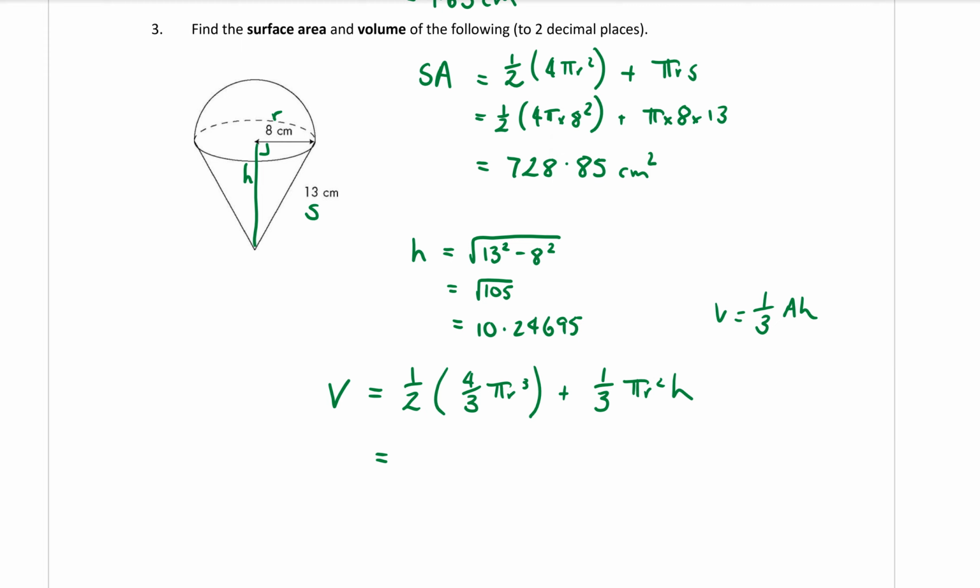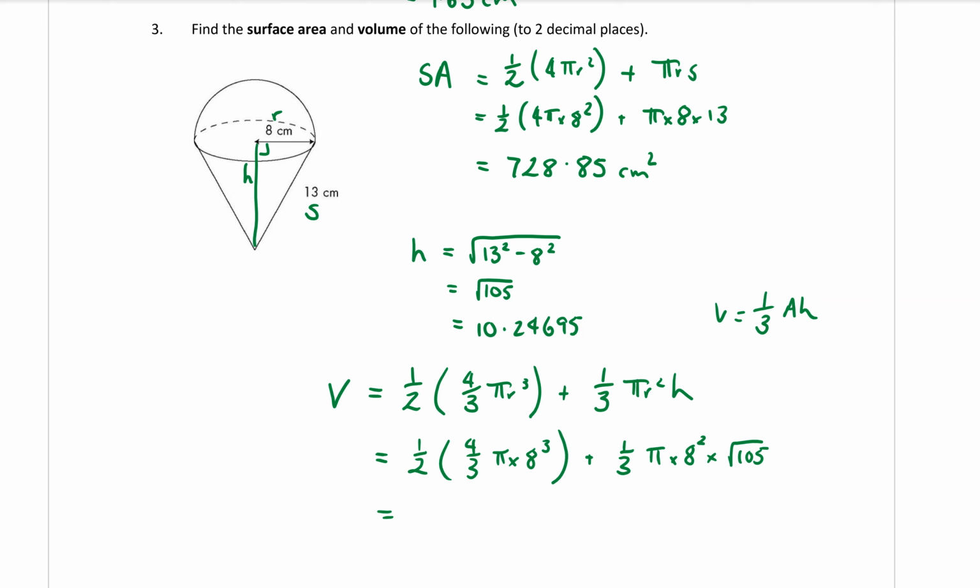R is 8. So half bracket 4 over 3 pi times 8 cubed. Please make sure that you don't change your cubes into squares. It's a common mistake. You're doing volume. They are 3s. It's a power of 3. Plus a third pi, r is still 8. That one is squared because that's a circle, pi r squared. And the height, the perpendicular height, was the square root of 105. That was the one I worked out with Pythagoras' theorem. You can type all of that in.